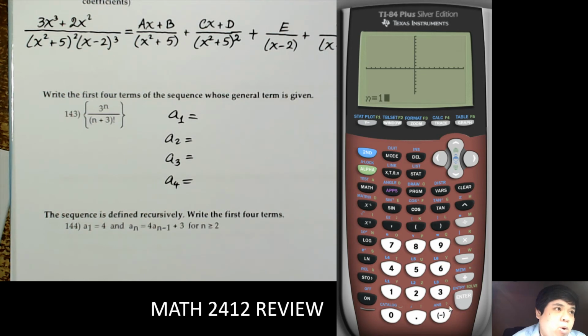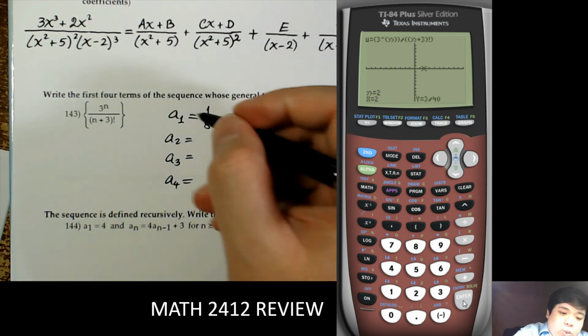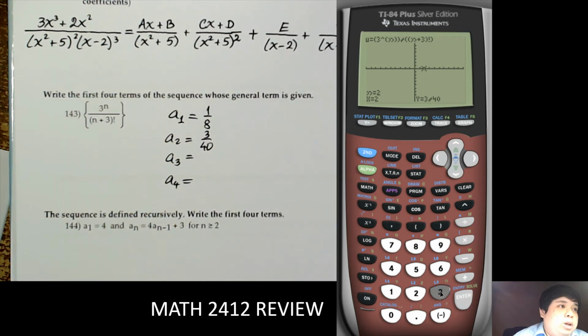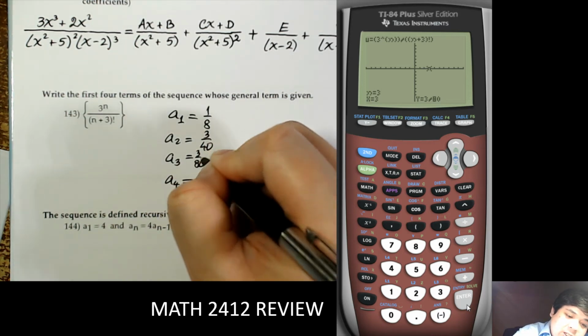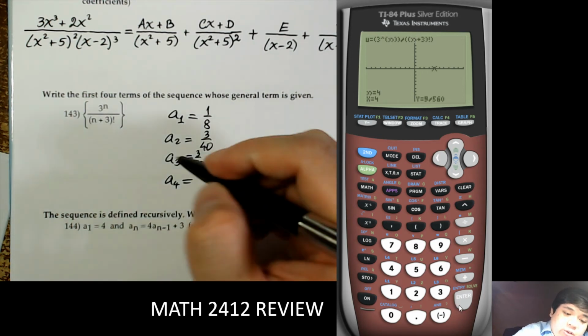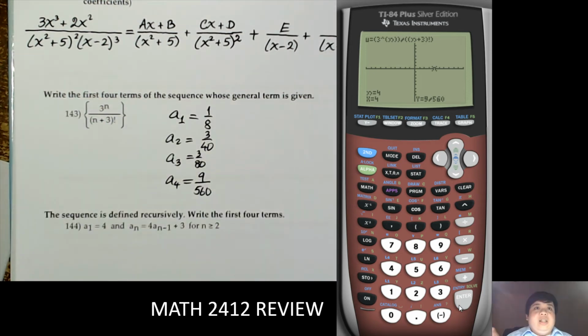N equal to 1, 1 over 8. N equal to 2, 3 over 40. N equal to 3, 3 over 80. N equal to 4, 9 over 650. So pretty much we just put the numbers in that, and that's it, first 4 terms.